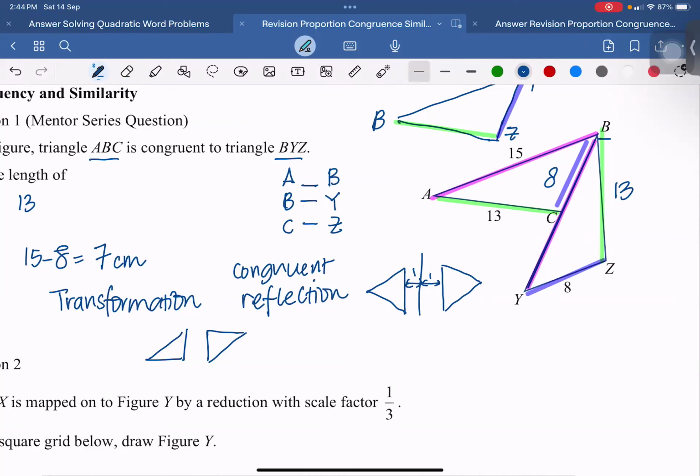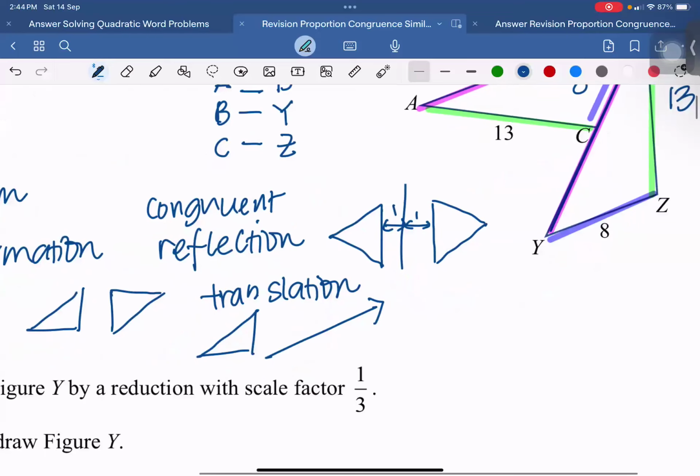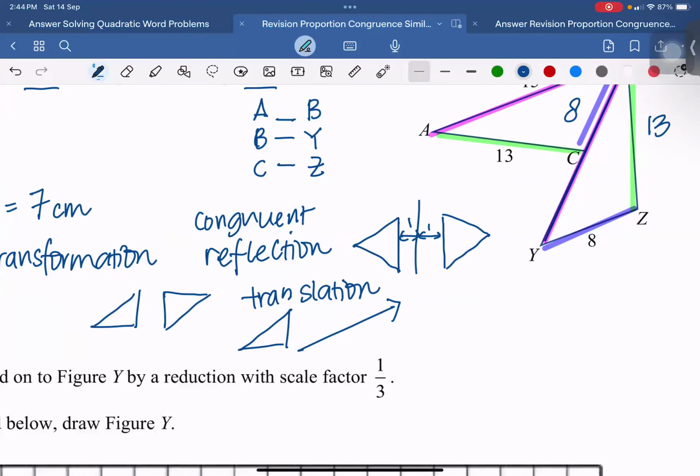Another one that sometimes you all might forget, this is called translation. Okay, translation means I'm going to move my figure by a translation vector. A translation vector usually comes like that. Let's say (4, 3). Okay, what does this mean? This is the number of units on the x-axis. This is the number of units on the y-axis.